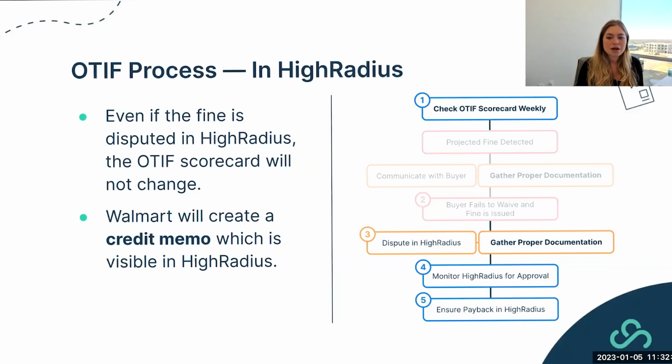So inside of HighRadius, this is where you're going to be doing all of your disputes. You then need to monitor it inside of HighRadius for approval. And then you also need to make sure that you're getting paid back for that. Sometimes it can take a while to get paid back on OTIF charges, and even deductions if you're disputing through APDP.